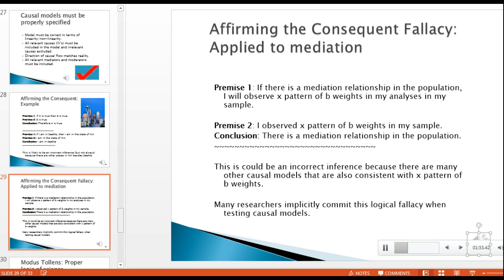Just to reiterate, just as there are many ways to be in Washington besides Seattle, so there are many other potentially causal models that are also consistent with this certain pattern of B weights, and my proposed model is just one of those possibilities. So this is a logical mistake that we can make. And so when we test causal models, we have to be very careful with how we present our findings in a way that doesn't commit this fallacy.